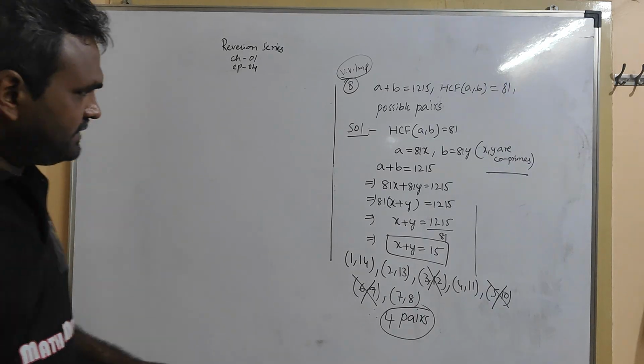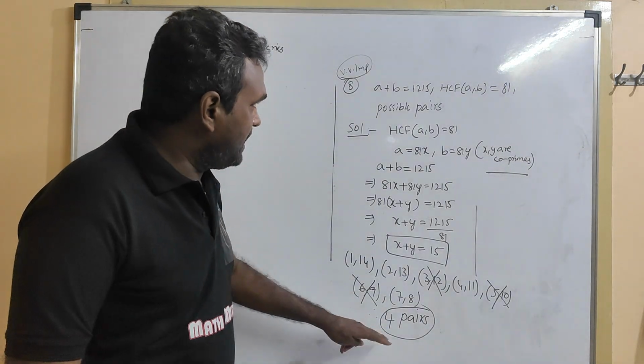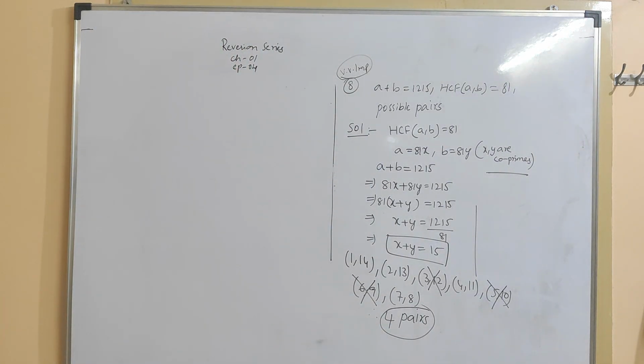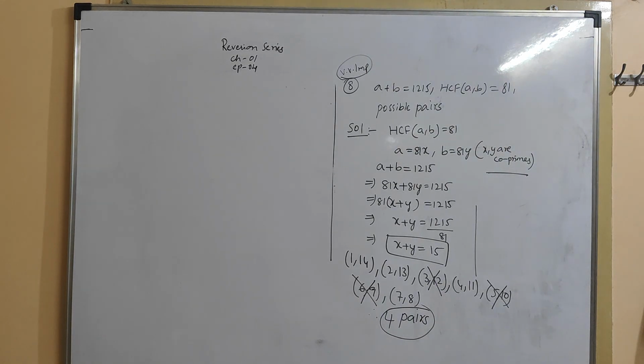Every answer will be there. 7 answer also will be there. 4 answer also will be there. 6 answer also will be there. Everything will be there in the option. Like that they will be confusing you. That you have to be careful. Clear?